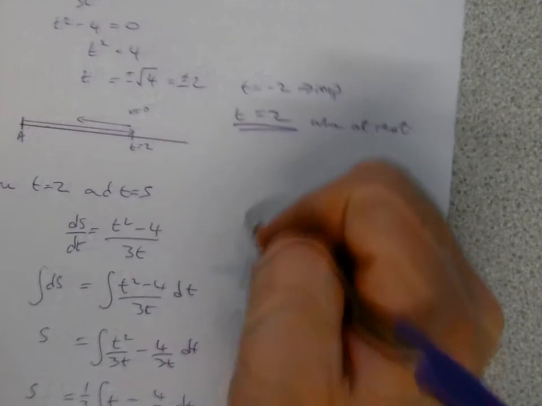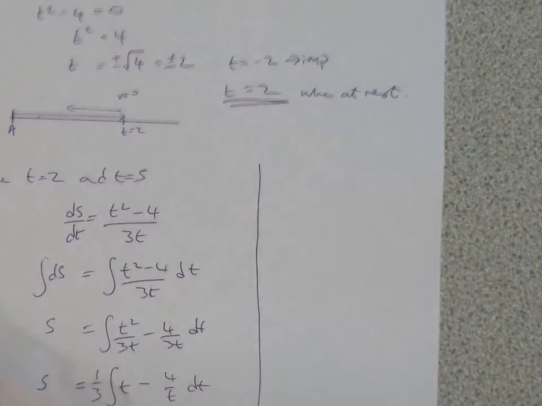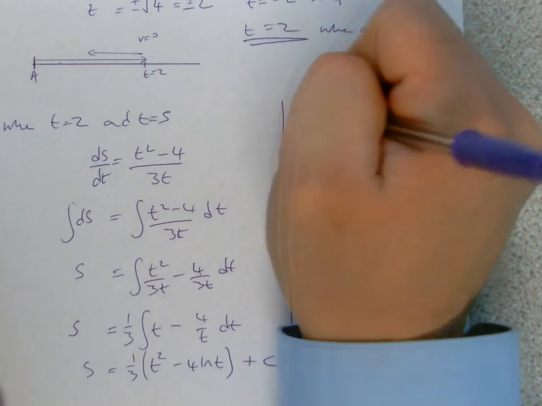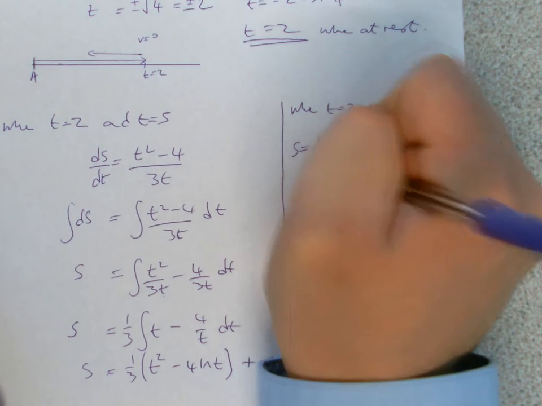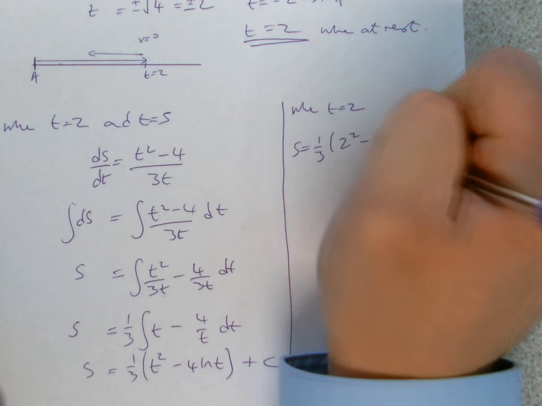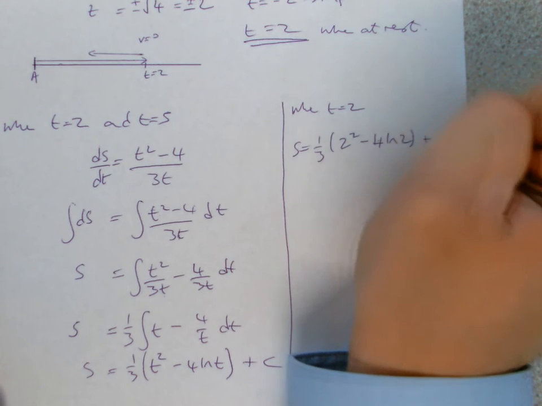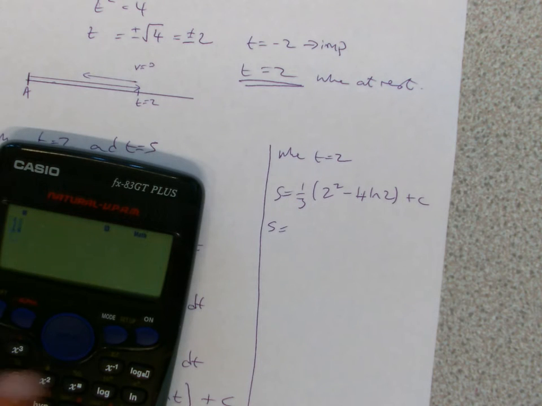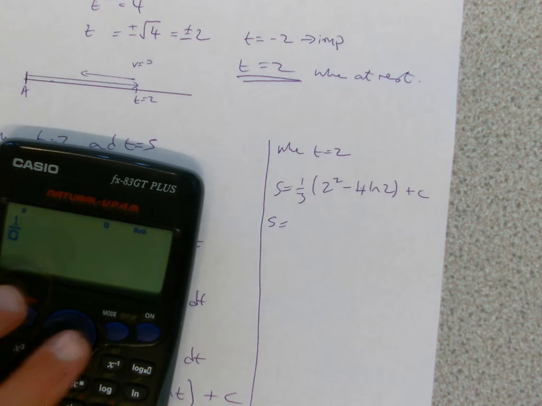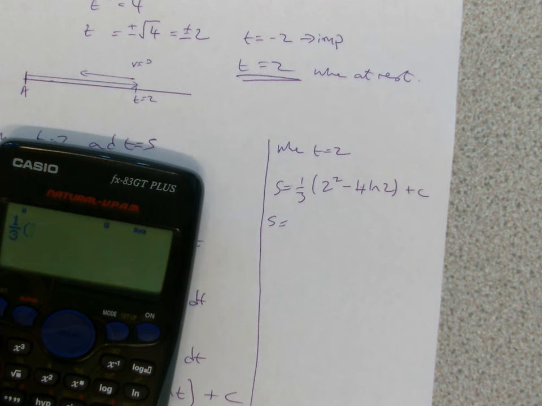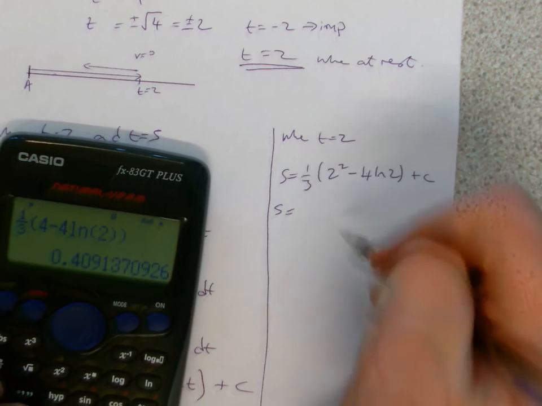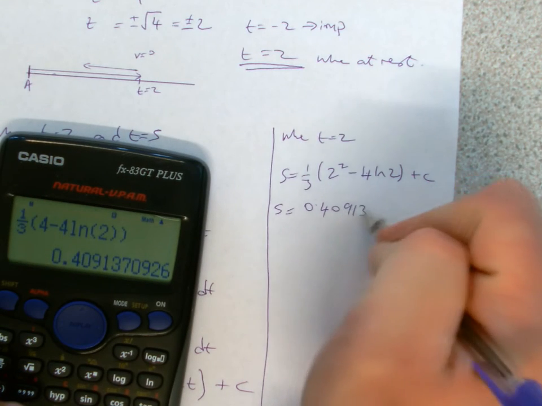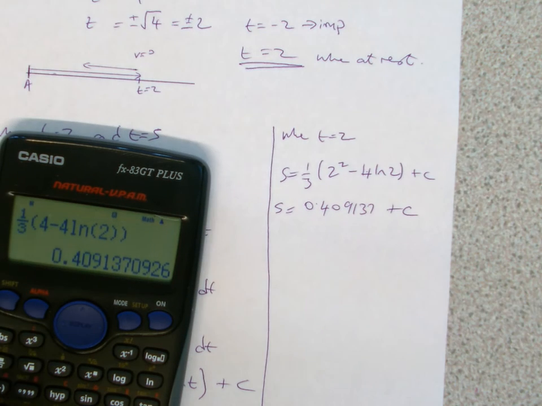So what we'll do now is work out the value of s when t equals 2. s will equal 1/3 times 2 squared minus 4 ln 2 plus c. So we'll work that out, get my calculator. 1/3 times, 2 squared is 4, isn't it? Minus 4 ln 2. So that'll be 0.409137 plus c.